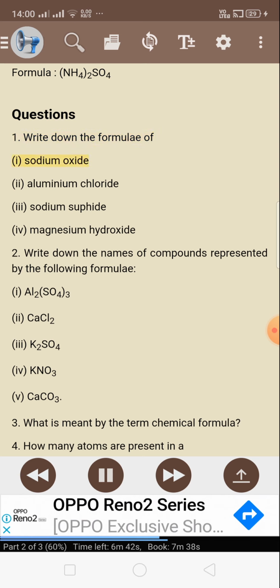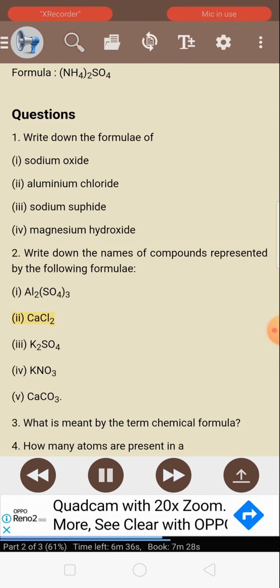Questions. 1. Write down the formulae of: I. Sodium oxide. II. Aluminium chloride. III. Sodium sulfide. IV. Magnesium hydroxide. 2. Write down the names of compounds represented by the following formulae. I. Al2(SO4)3. II. CaCl2. III. K2SO4. IV. KNO3.